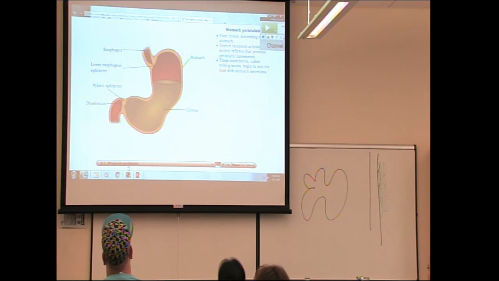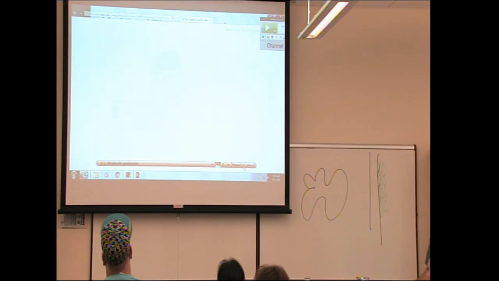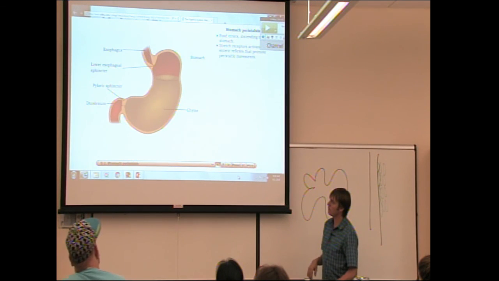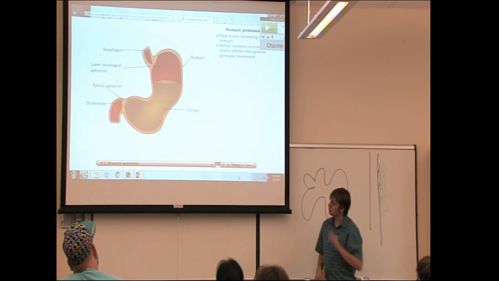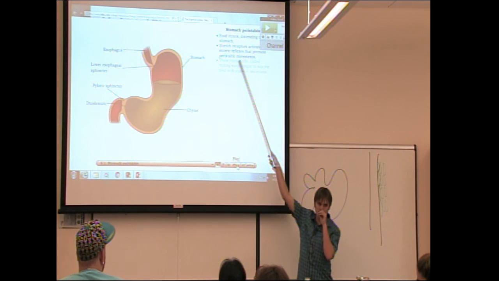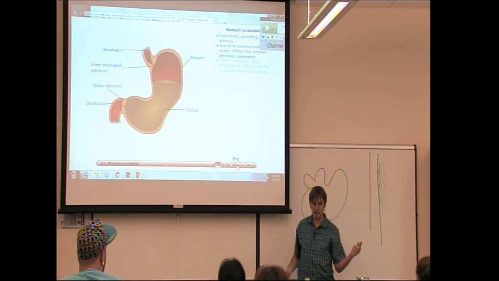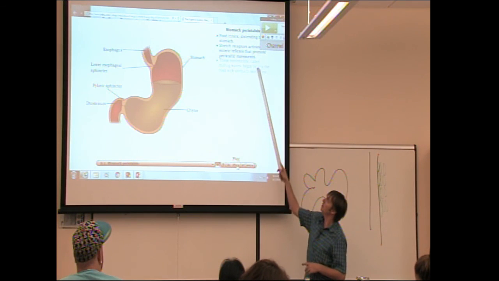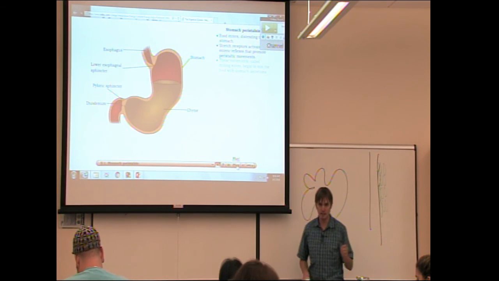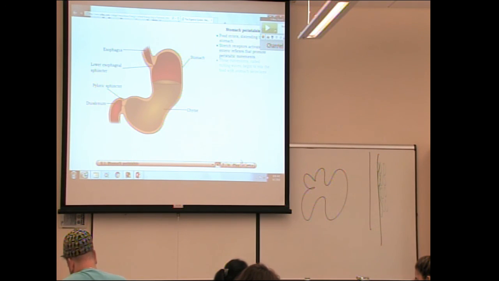Mixing waves. I'll start over. Mix the food with secretions of the stomach. As food enters and distends the stomach, stretch receptors activate enteric or local reflexes that promote peristaltic movements. All right, so let's take that first thing. So you have special neurons in the stomach wall that can tell when it's being stretched. And then they activate those muscles around the stomach. Because, hey, you've got food in here, we need to start churning it around. So that's the first part.